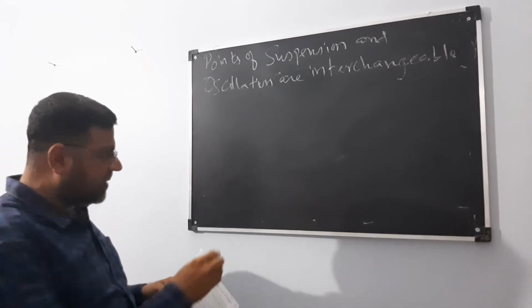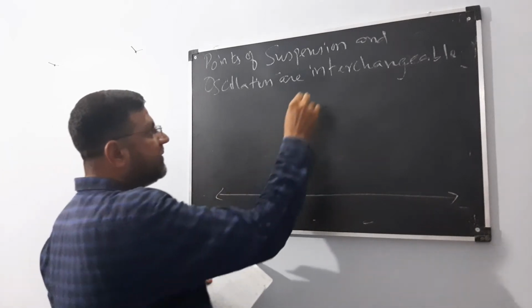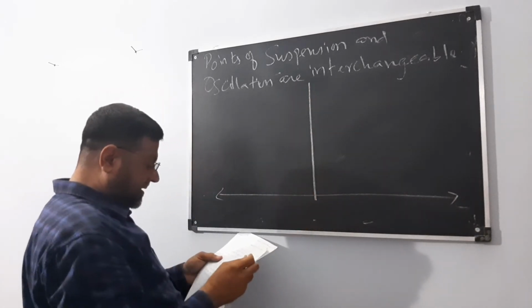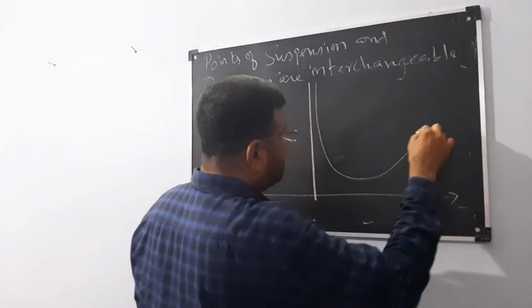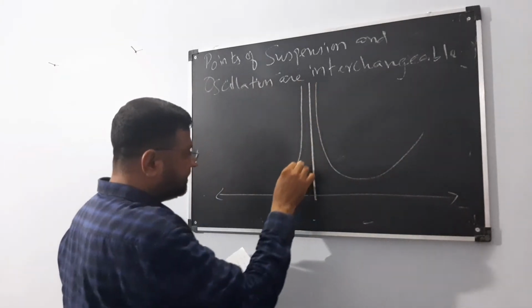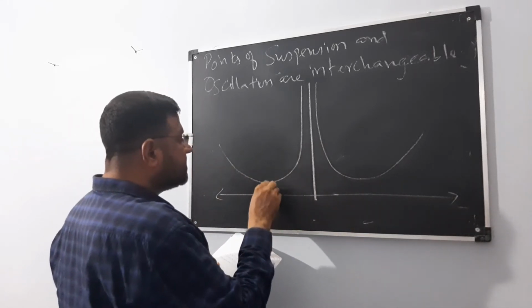For that, we have to draw this graph. As I told you, we have to draw this graph. Then we have to take this as a center. We have to draw these two types of graphs. And this centers.